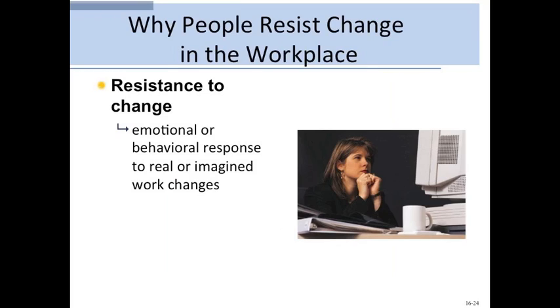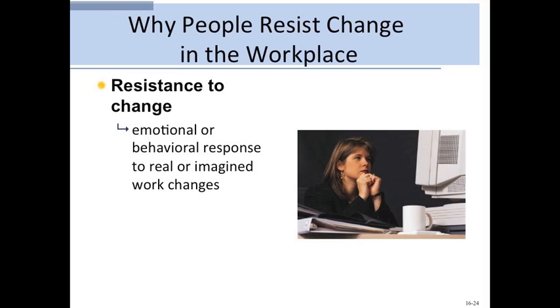Well, while we've been talking about the benefits of change, the reality is that any change, whether it be small or large, oftentimes is accompanied by resistance. And resistance to change here is defined as the emotional or behavioral response to real or imagined work change. And that's again important because resistance to change is a perceptive cognitive process. It happens in the mind of the individual who is facing the change.